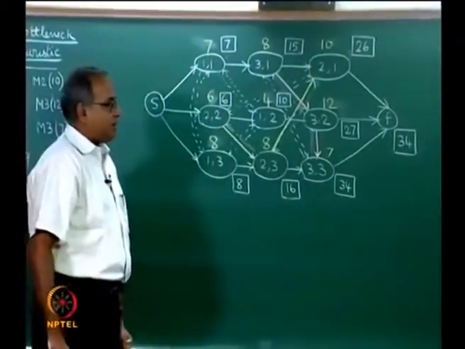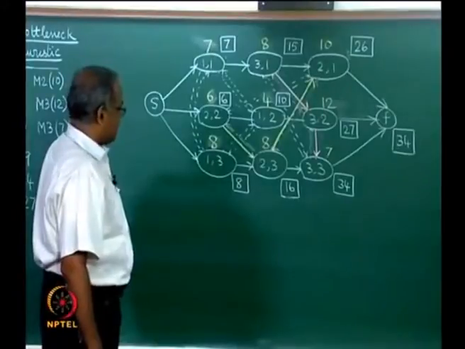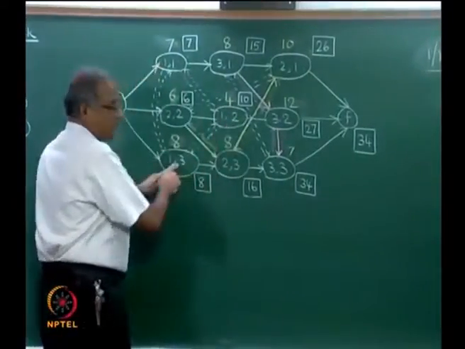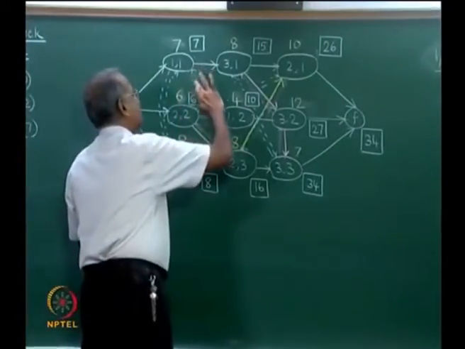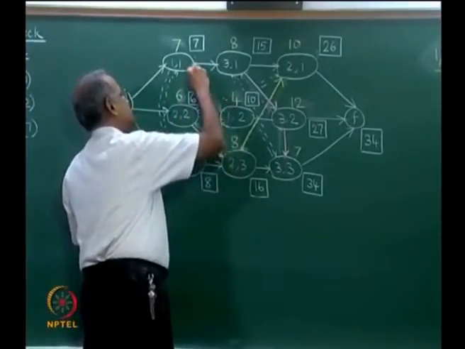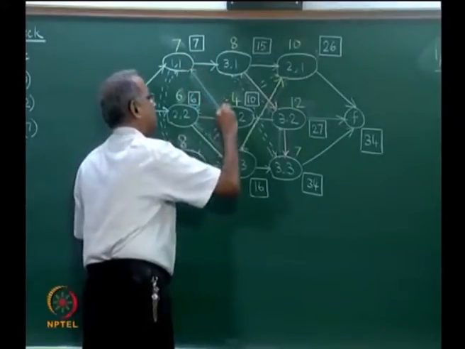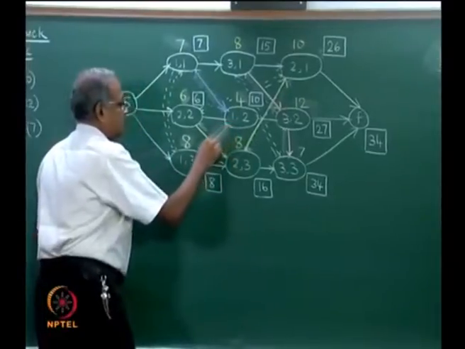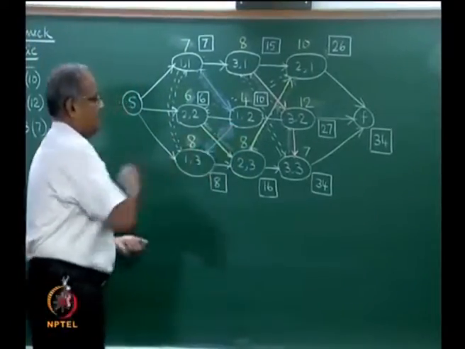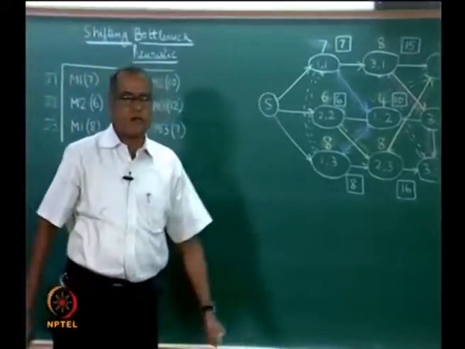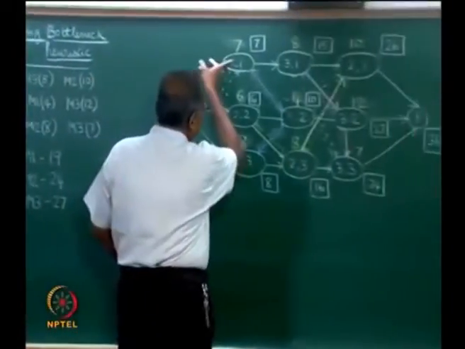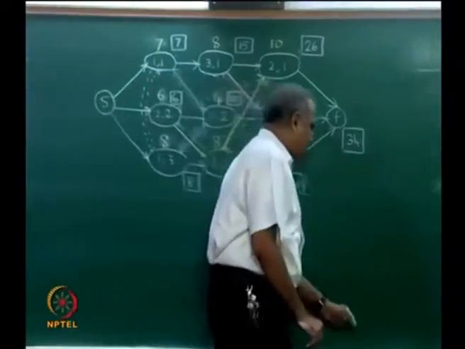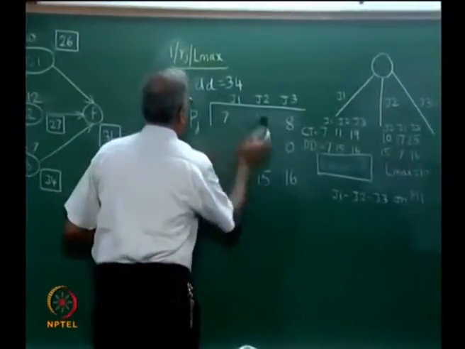So, on M1 the sequence is J1, J2, J3. So, J1 first, then J2 and then J3. So, we map this. So, J1 to J2 will come here, and then we will do J2 to J3, which will now come here. So, now this is the final network, where on M1 J1 is followed by J2 followed by J3. Now, we have to compute the longest path.